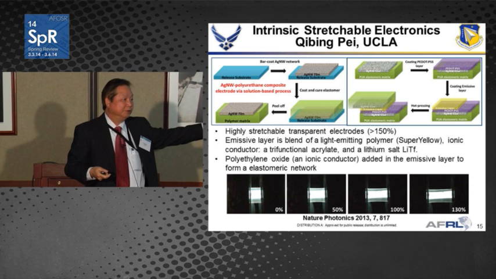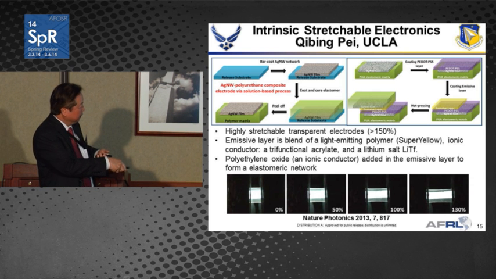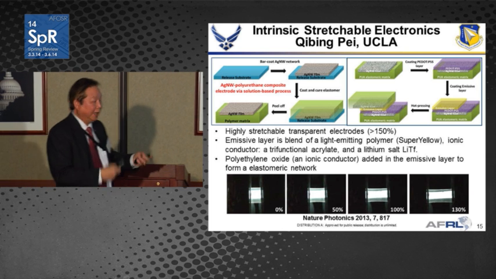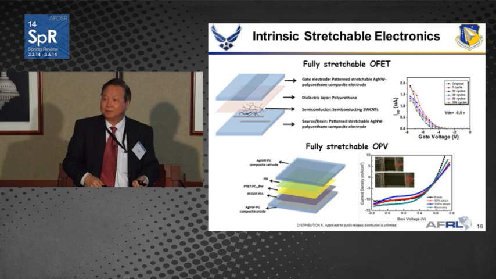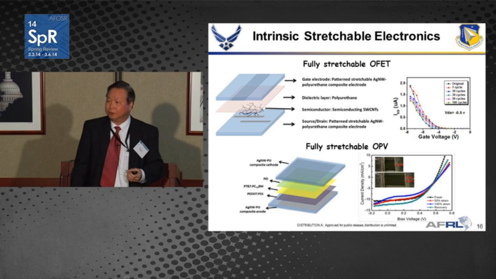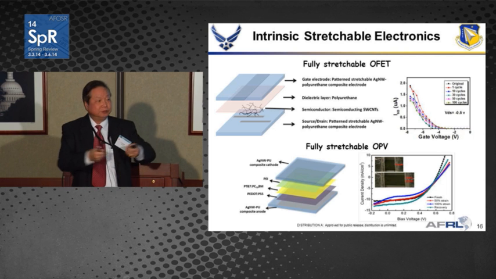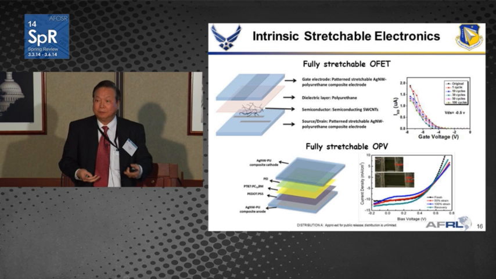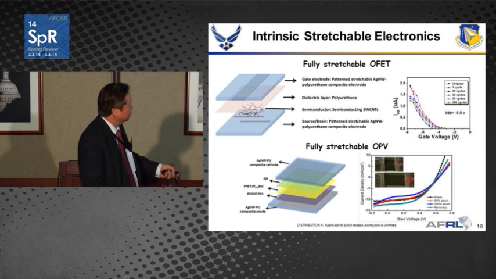And with the elastomer incorporated in there, they were able to stretch the light emitting device up to 130% and still function, and it's repeatable. And they have also done a field effect transistor, and also organic photovoltaic. What's interesting to note on the OPV is that when you stretch it, the efficiency goes down, but the power level goes up because you increase the surface area, and therefore you get more power out of it.